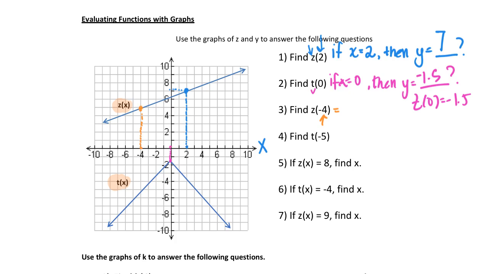We have a point there. Toggle back over to the y-axis to see what y value that is. You should get positive 5. Y'all try out t of negative 5. I'll give you a second to do that.